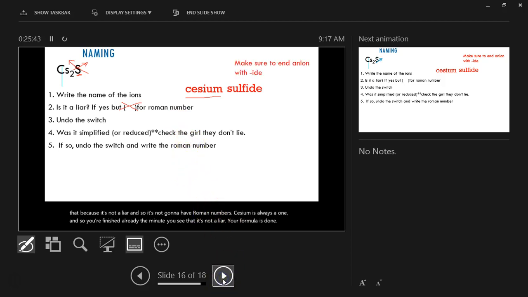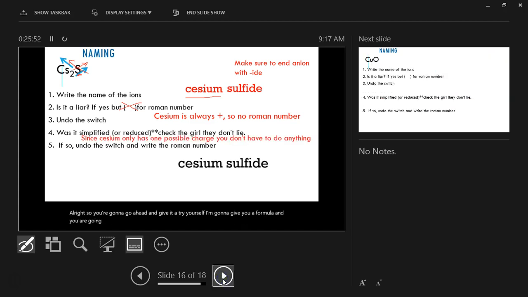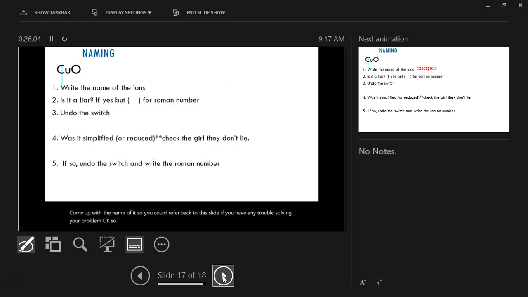All right, so you're going to go ahead and give it a try yourself. I'm going to give you a formula, and you are going to come up with the name of it. So you could refer back to this slide if you have any trouble solving your problem. Okay, so here's the problem. Capital letter C, lowercase u, and capital O. Pause the video and write the name of this compound.